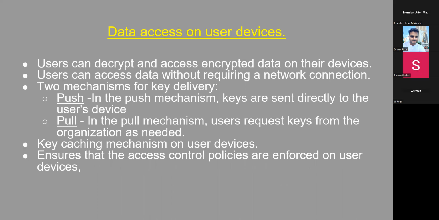Silverline also provides a key caching mechanism on the user's device, which allows users to decrypt data even when they are offline. Silverline ensures that the access control policies are enforced on the user device at all times, thereby preserving the confidentiality of the data even when it's outside the organization's control.